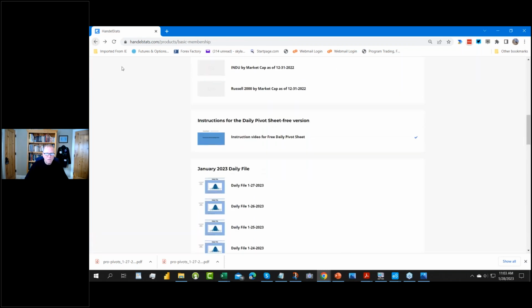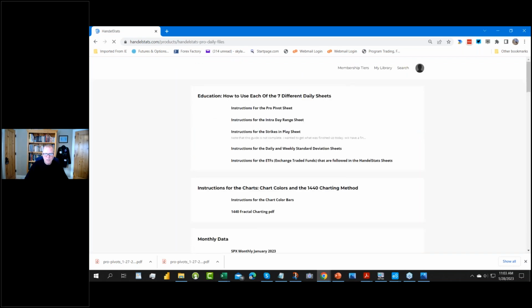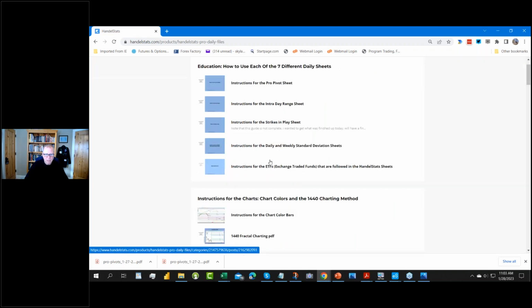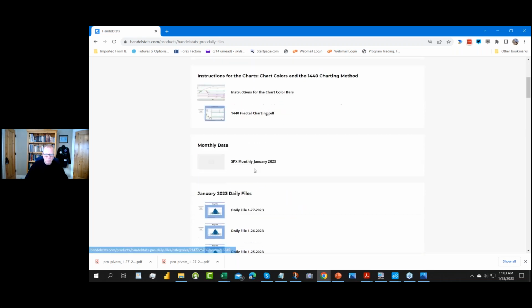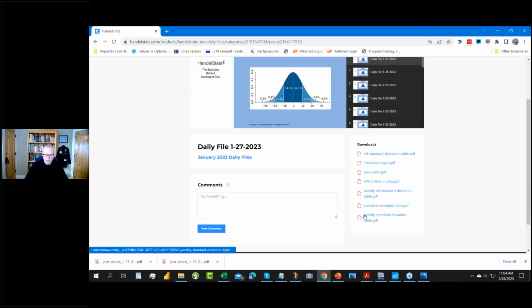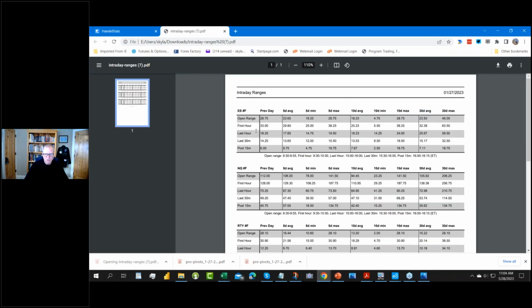Let's close this and go back here. Then in the Pro section, it's got instructions for all the sheets. I have 7 sheets that I put out every day. When you go down and open the daily file, there are Friday sheets. You can either print them, but definitely download them. I have things like what we use in the morning, especially. I use this every morning to look at the average true ranges. I look at the open range and see how we're doing on the current day and the first hour.